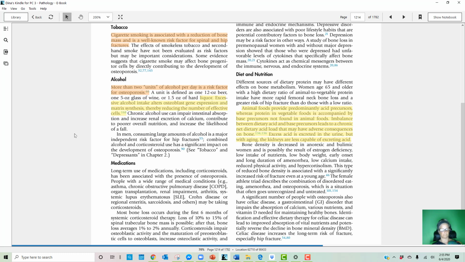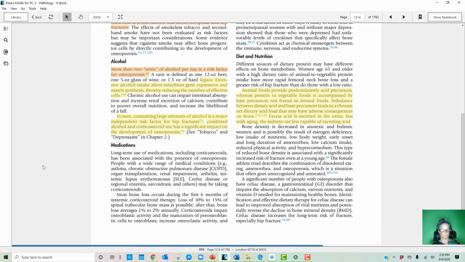In men, consuming large amounts of alcohol is a major independent risk factor for hip fractures. Combined alcohol and corticosteroid use has a significant impact on the development of osteoporosis. See tobacco and depressants in Chapter 2.